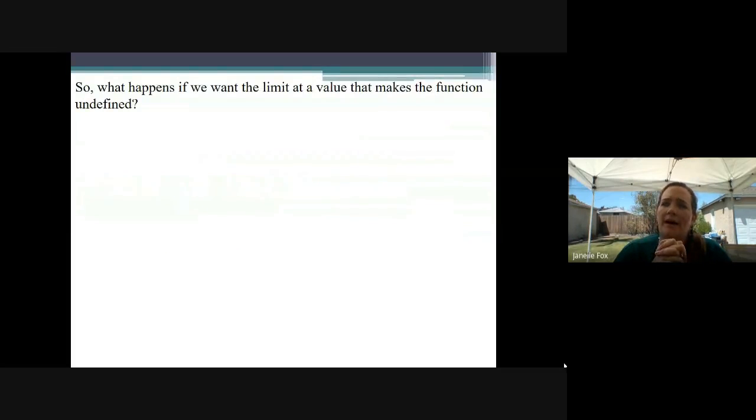So right now, we want to consider a special type of function. We're going to do 3 examples today. What happens if you want the limit at a particular value, but that value makes the function undefined? If I plug in that value, it makes it something over 0 or 0 over 0, and that does not make any sense mathematically. So what can we do with that?